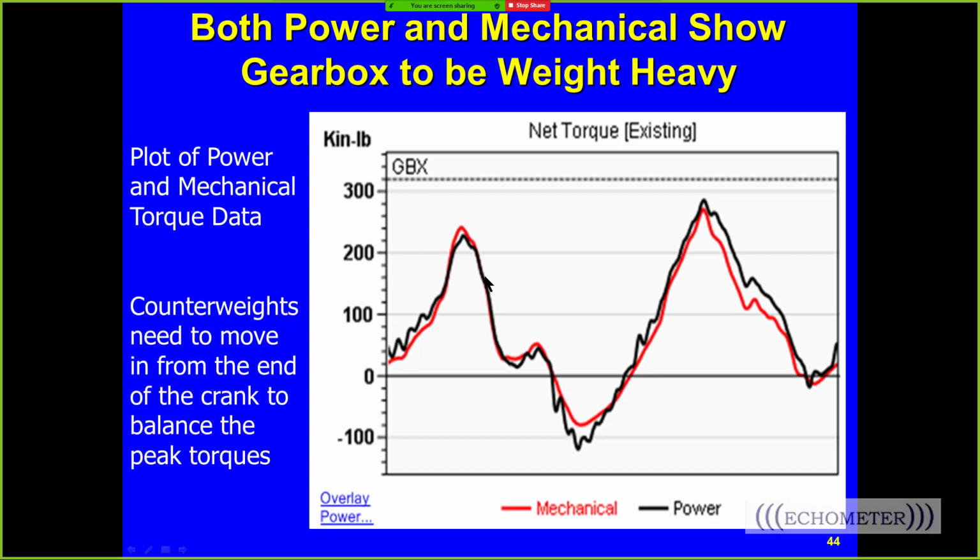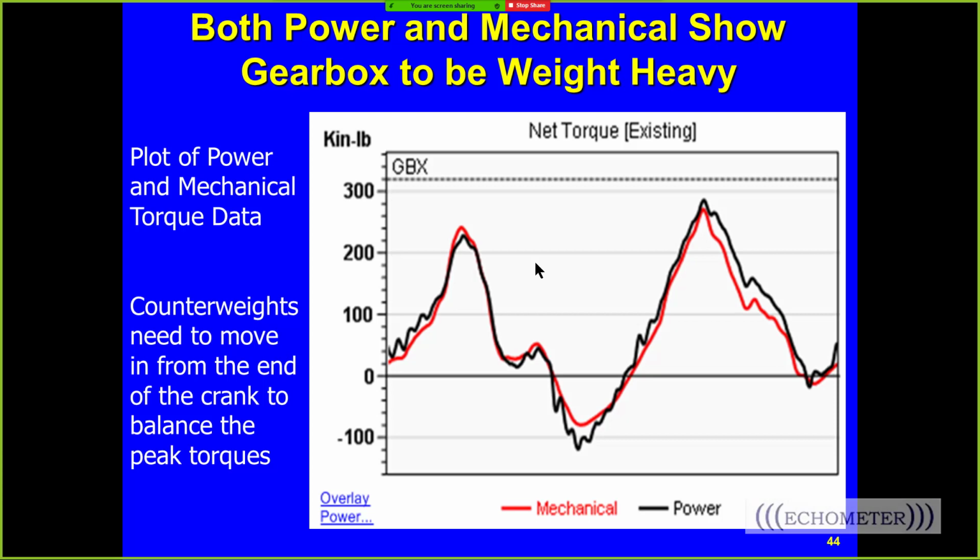This is on the torque report in TAM. The red curve is the mechanical torque, and the black curve is the power net torque, and they should show the same thing. So anytime you go out to a well to study the torque on your gearboxes, you should try to use at least two methods and make sure they agree.